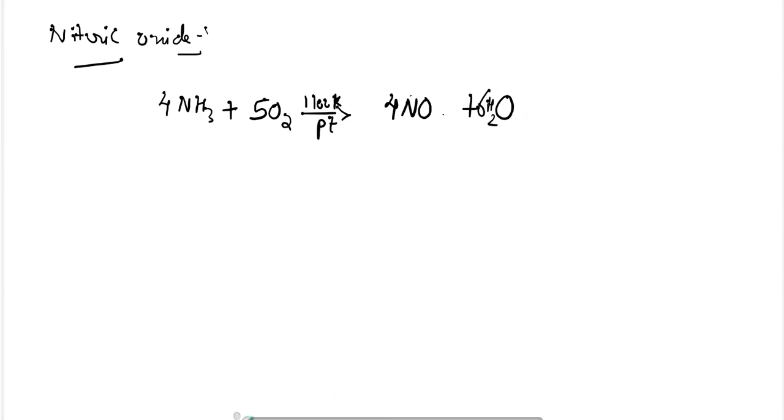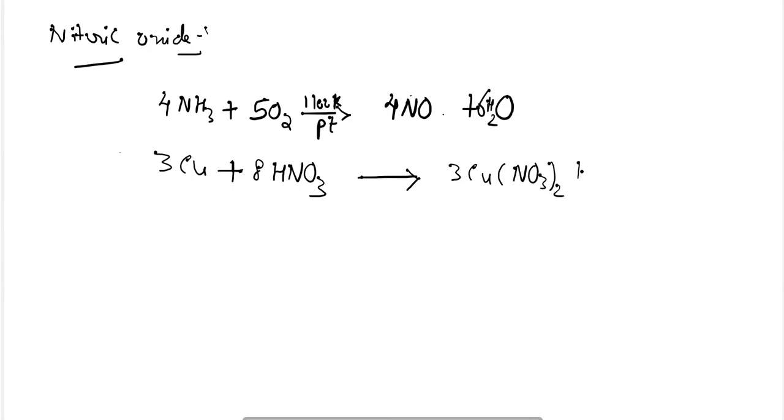But here the NO which has been produced is highly reactive, and this NO will further react with more oxygen if present. Nitric oxide can also be prepared using copper. 3Cu plus 8HNO3 gives 3Cu(NO3)2 plus 2NO plus 4H2O.